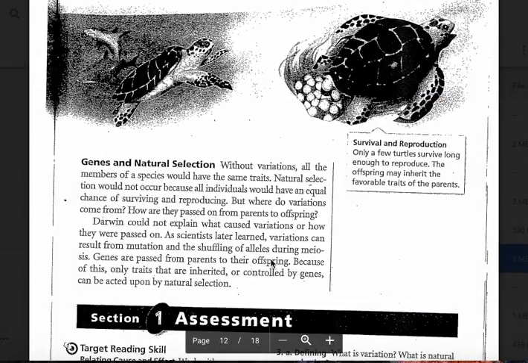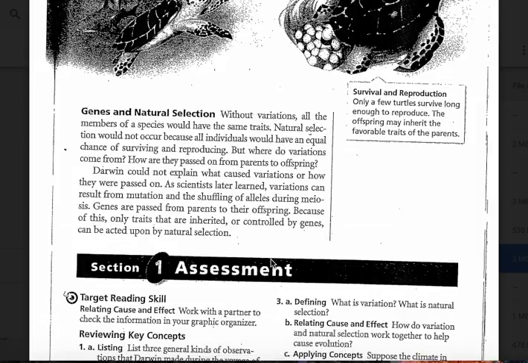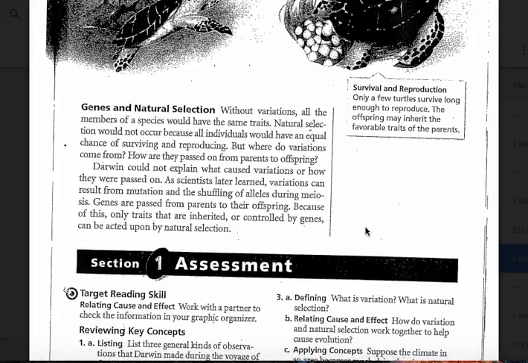Genes and natural selection. Without variations, all the members of a species would have the same traits. Natural selection would not occur because all individuals would have an equal chance of surviving and reproducing. But where do variations come from? How are they passed on from parents to offspring? Darwin could not explain what caused variations or how they were passed on.